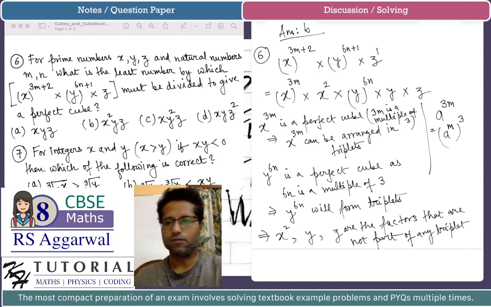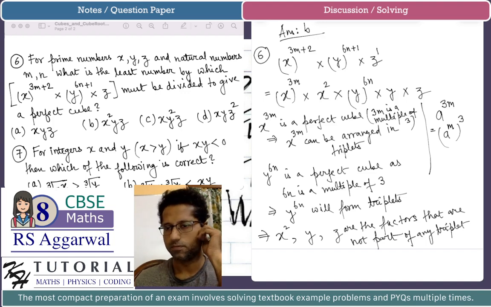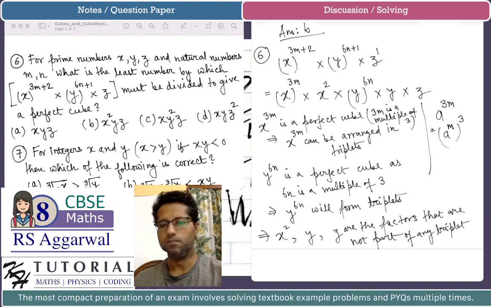So we have already done this kind of problem: if we are asked what is the least number that a given number must be divided by to make it a perfect cube, we do the prime factorization of the given number and we figure it out. We form triplets and figure out all the prime factors which are not part of any triplets, and the product of those factors is the least number that needs to be divided with the given number to make that given number a perfect cube.